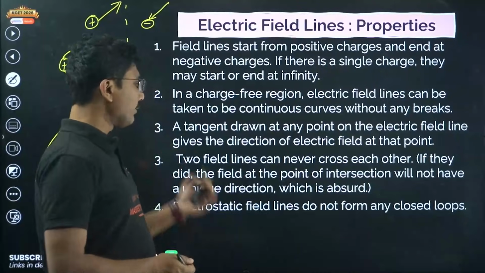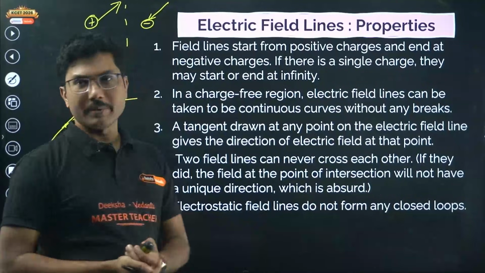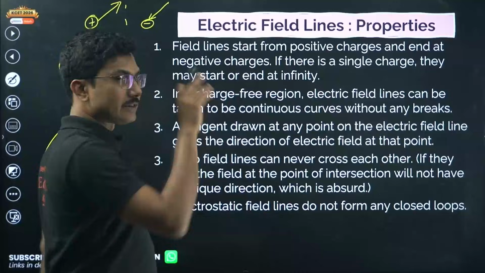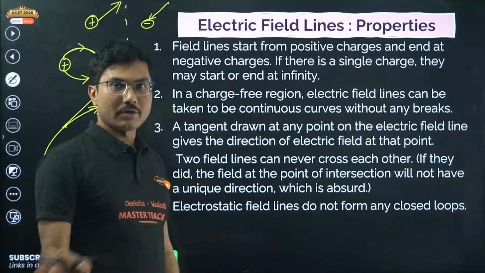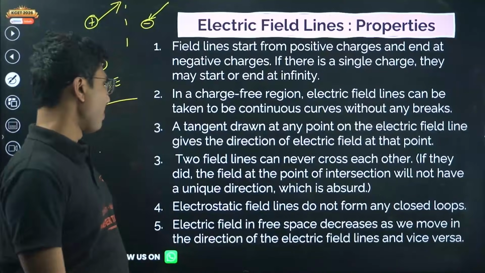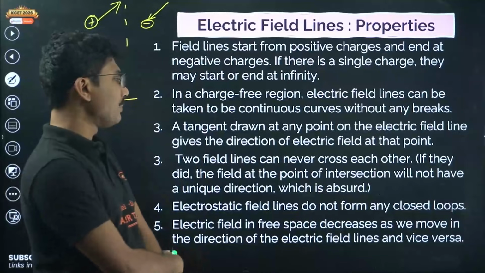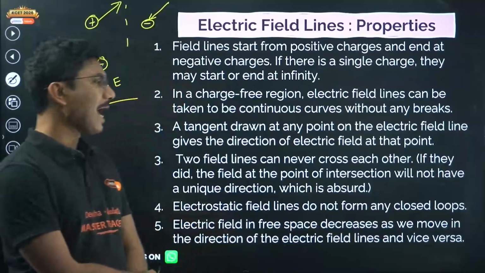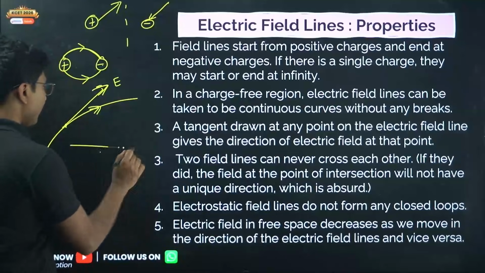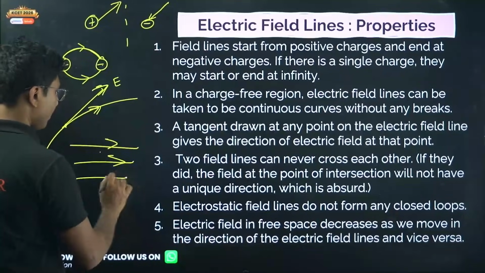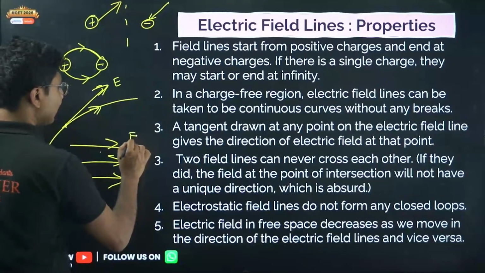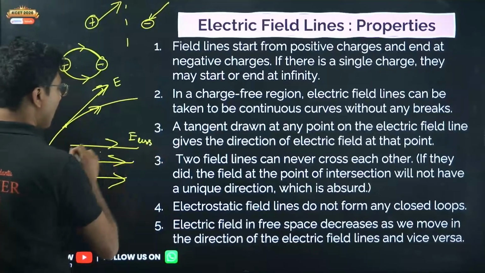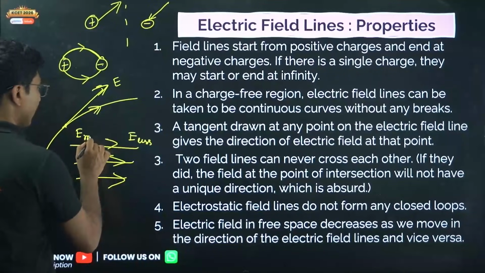Electrostatic field lines do not form any closed loop. As I mentioned, it starts from positive, goes to negative. It does not form any closed loop. Electric field in free space decreases as we move in the direction of the electric field lines, and vice versa. Suppose we have field lines. So electric field is less over here and electric field is more over here.